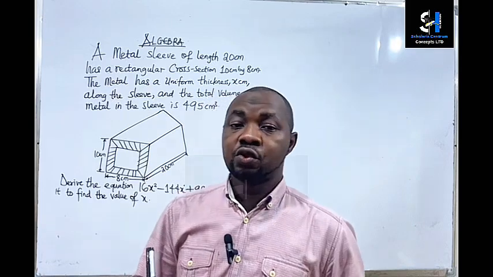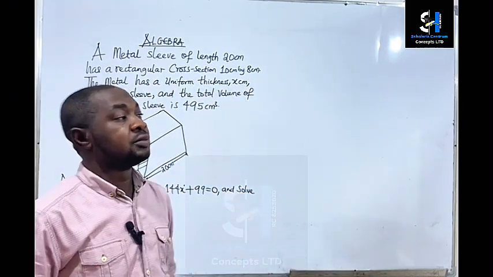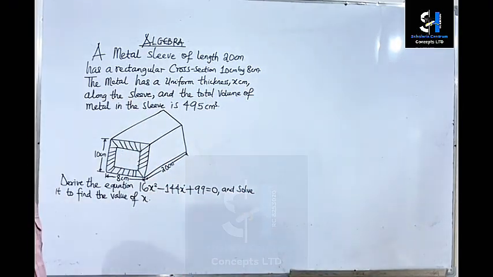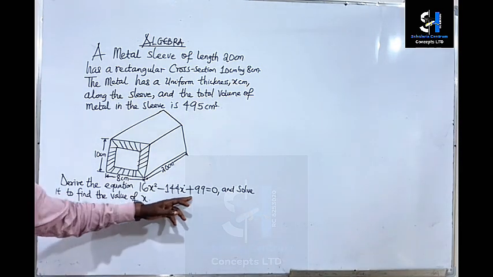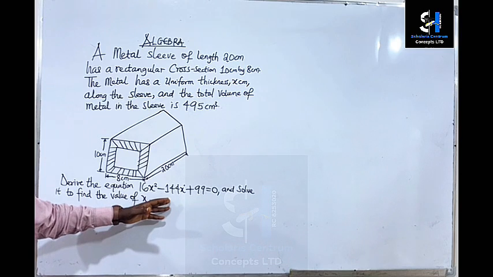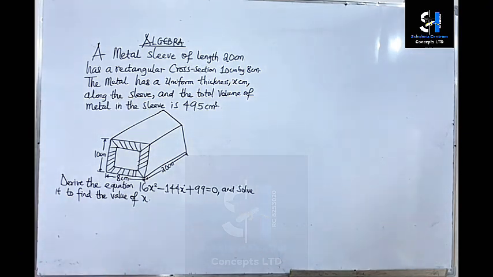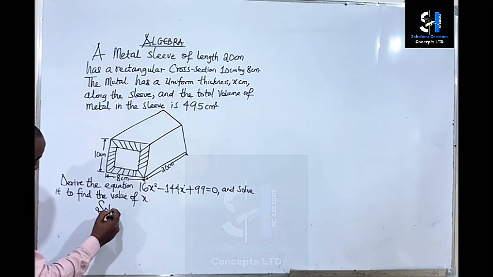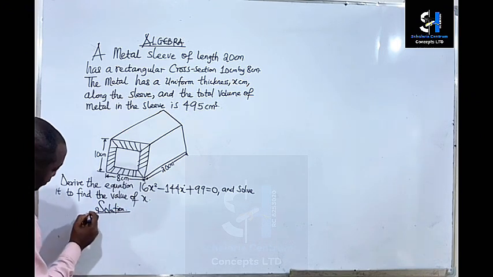To be able to find the value of x, the first thing we need to do is to derive this equation. When we finish deriving this equation, then we can solve for the value of x. So the first thing to do, like I said, is to derive this equation. And to do that, let's first write down the given values.